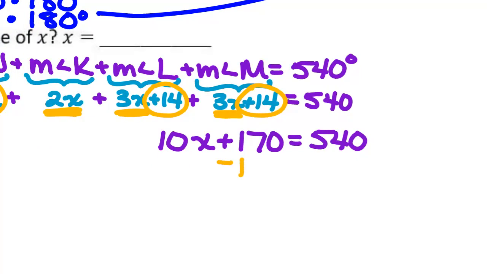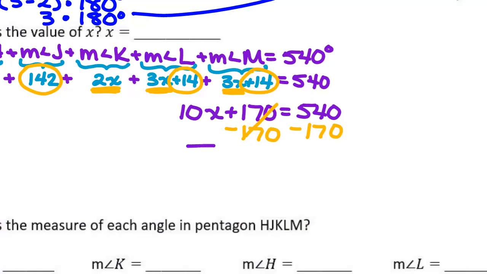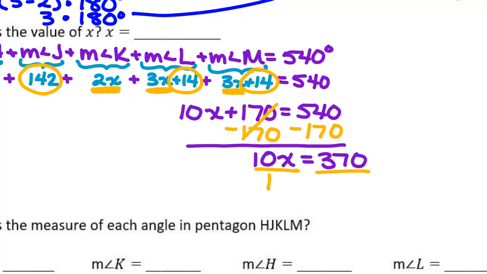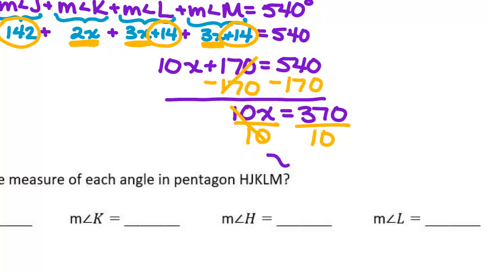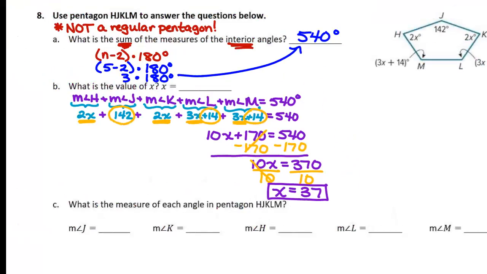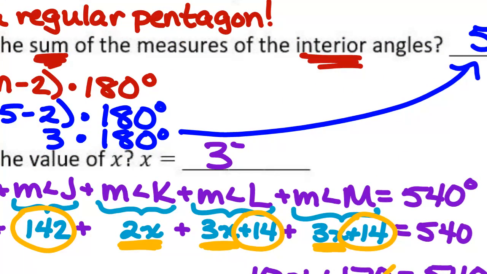Then we're going to subtract 170 from both sides. What is 540 minus 170? You said 370? And then we divide both sides by 10 to get x by itself. And x comes out to be what? 37. X is 37.